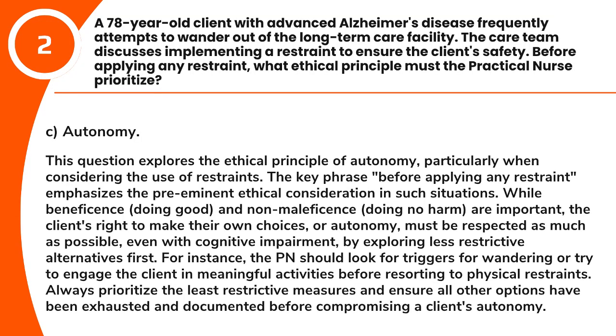Answer: C. Autonomy. This question explores the ethical principle of autonomy, particularly when considering the use of restraints. The key phrase, "before applying any restraint," emphasizes the preeminent ethical consideration in such situations. While beneficence, doing good, and non-maleficence, doing no harm, are important, the client's right to make their own choices, or autonomy, must be respected as much as possible, even with cognitive impairment, by exploring less restrictive alternatives first.